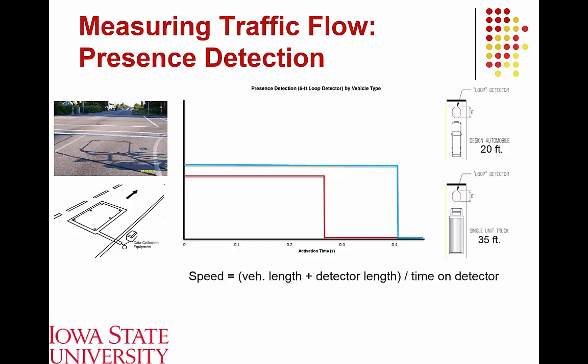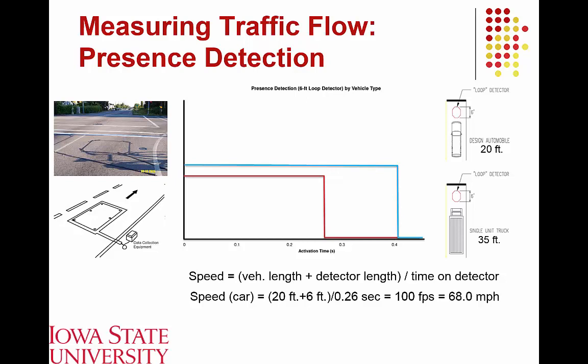And in order to calculate the speeds, all we would need to do is take the vehicle length as well as the detector length, which of course is fixed at 6 feet in this example, and divide that by the time during which the detector is actually activated. In the case of the automobile, we see a 20-foot vehicle with a 6-foot detector length. The detector is activated for 0.26 seconds, and so we have a nice clean 100 feet per second speed, which converts over to 68 miles per hour.